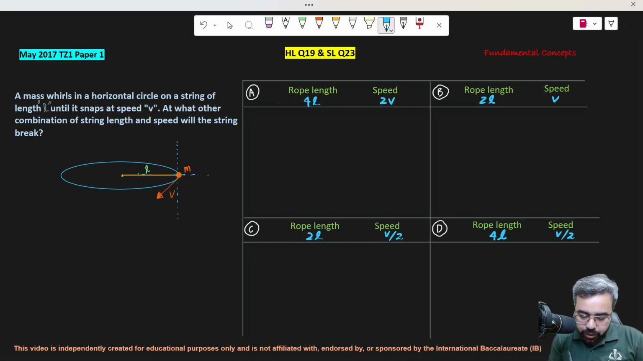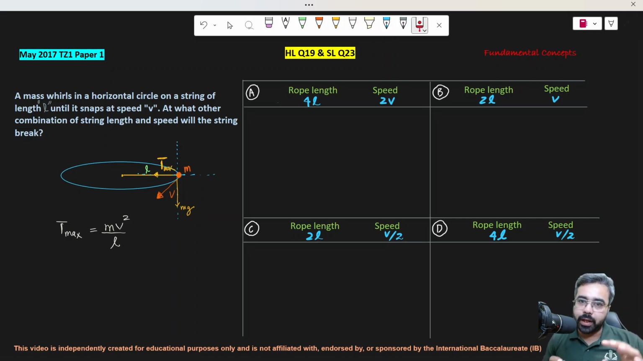In fact, there are two forces exerted on it. One is mg, the weight, which is not towards the center. The second one is the force of tension, let's say T max, because this is the maximum tension. If we write its equation, T max is equal to mv squared over L, because here the radius is equal to the length. So if any combination gives mv squared over L, then at that combination the string will break.